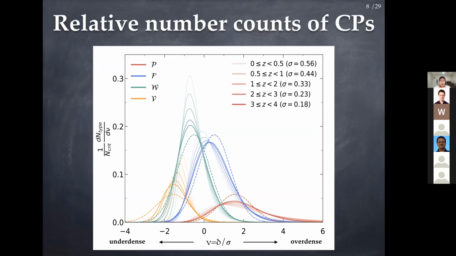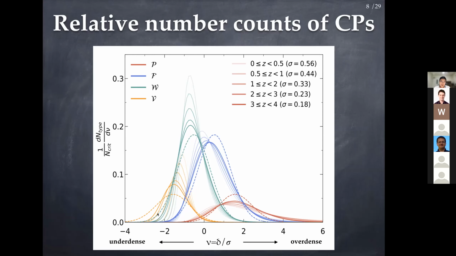So now I will give you the one-point statistics of the critical points. Here the x-axis is the rarity nu, which is defined to be density contrast divided by the RMS fluctuation of the field. And the y-axis gives you the relative fraction of respective types of critical points. And there are multiple lines colored with different colors depending on the types of critical points.